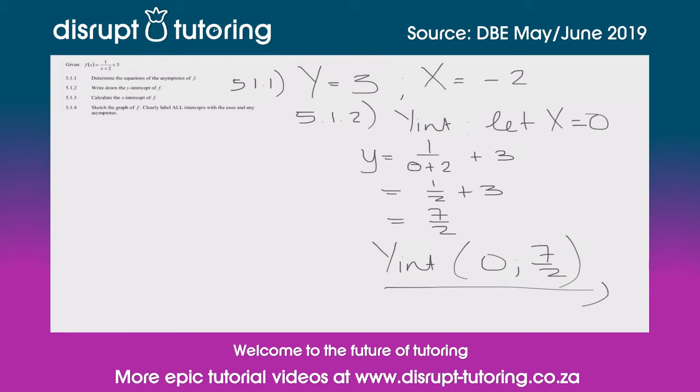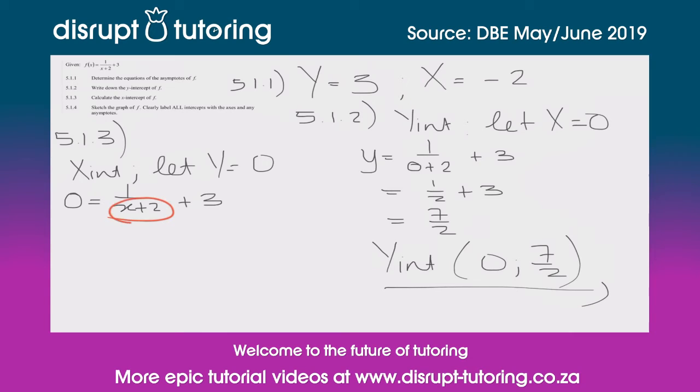Brilliant. Now let's work out 5.1.3. And here now they've asked us to calculate the x-intercept. So similarly, when we calculate the x-intercept, we need to let y equal 0. Right? So let's do that. So it's going to be 0 is equal to 1 over x plus 2 plus 3. We now need to multiply everything through by this x plus 2 to get rid of it.